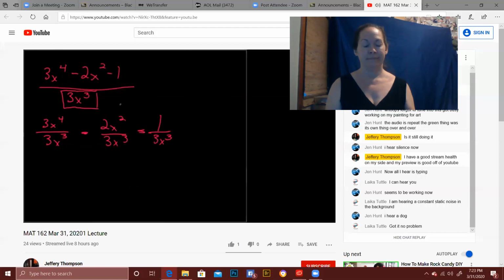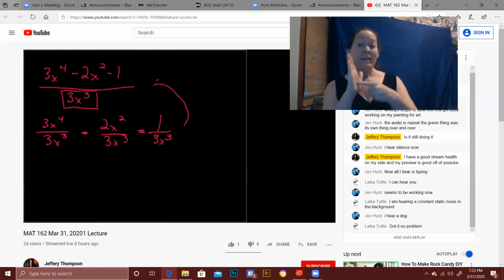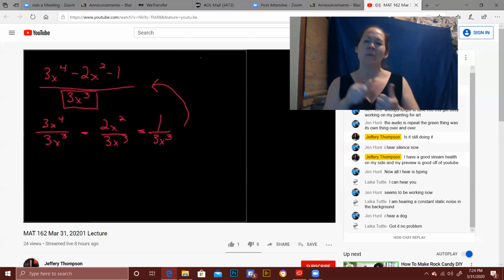When learning new things like this, where it's a deconstruction from a rule, always double check that you could go back. Hey, I have a common denominator, so I can blend the numerators. And if I take 3x to the fourth minus 2x squared minus 1, do I get back up there? And I do.